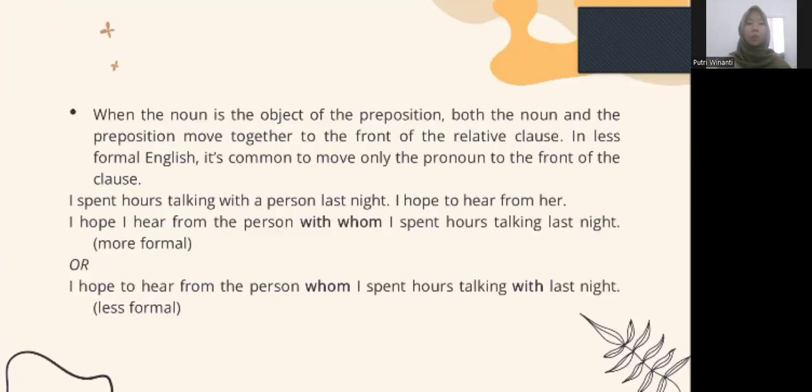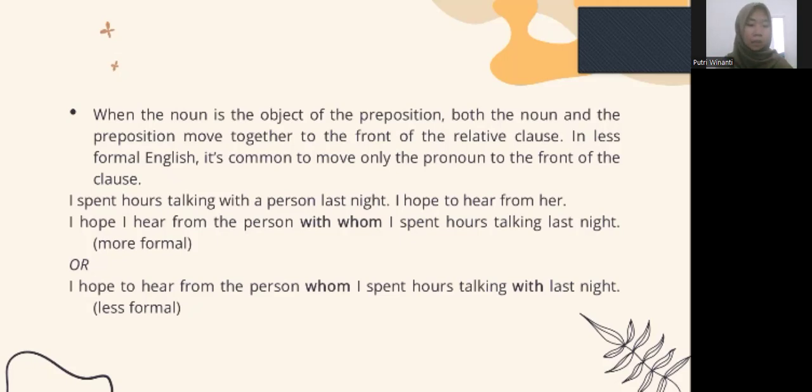Okay. When the noun is the object of the preposition, both the noun and the preposition move together to the front of the relative clause. In less formal English, it's common to move only the pronoun to the front of the clause. Contohnya seperti I spent hours talking with the person last night. I hope to hear from her.